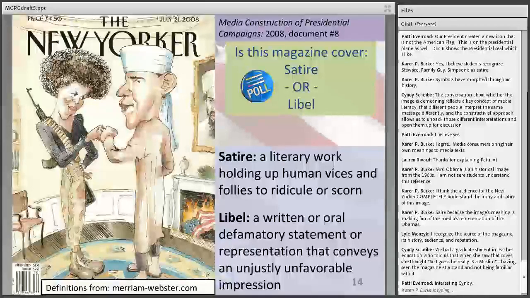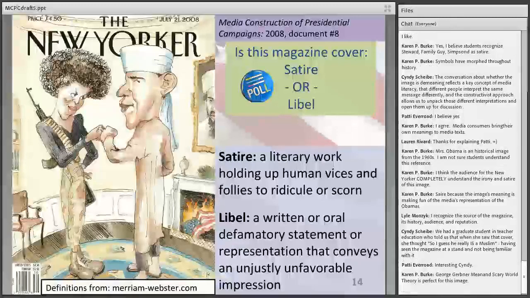Satire because the image meaning is making fun of the media's representation of the Obamas. And so Lyle is also reflecting on some background information that's rather important about the New Yorker itself, its history, its audience, its reputation, why you might see this in that particular context and not in another context. And Cindy's point is that another person might have looked at this and said, I guess he really is a Muslim, having seen the magazine and not being familiar with it at all. They might think, well, it's just telling the truth.